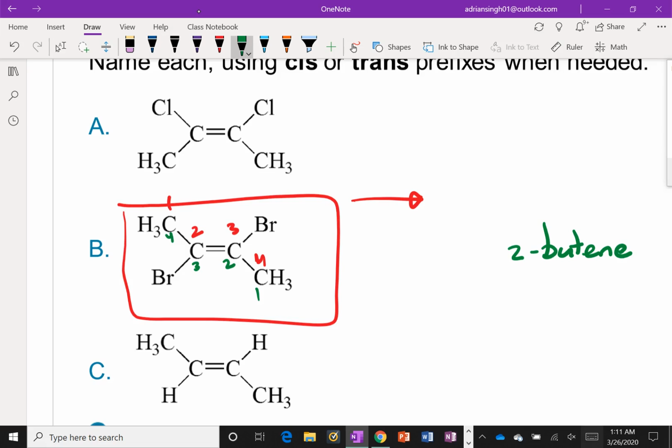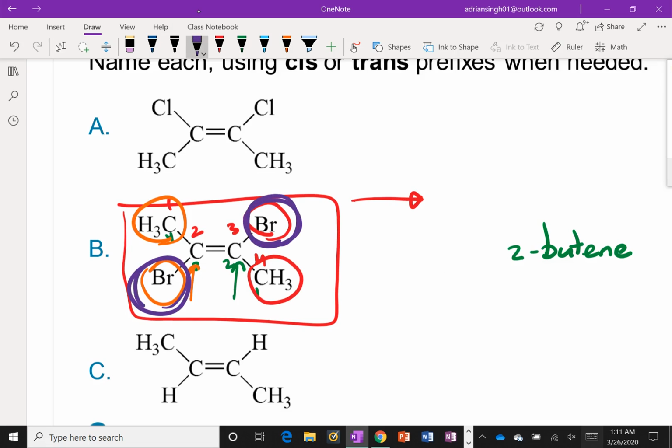All right, so now I look at the possibility of cis or trans. So I focus in now on what's attached to each carbon of the double bond. So on this one, I have a bromine and I have a methyl. They're different from each other. And when I look at the other carbon, I see that there's a methyl and a bromine. These are different from each other as well. So there's a possibility of cis or trans. Now I can compare, for instance, the bromines, and I can see that these bromines are on opposite sides of the double bond. Opposite sides would be trans, so this would be trans 2-butene.